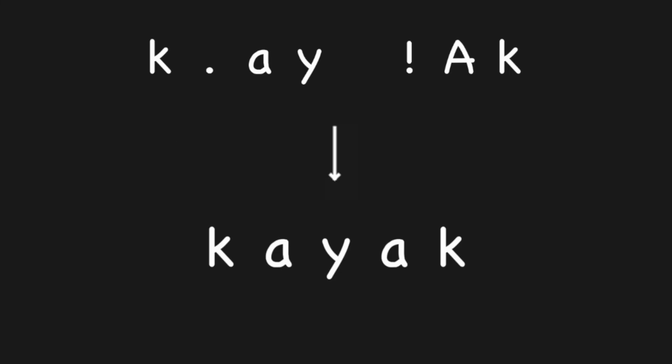But what about this? Well, when considering if a string is a palindrome or not, we ignore spaces, punctuations, and the casing of the character. So this transforms into kayak, which is a palindrome.